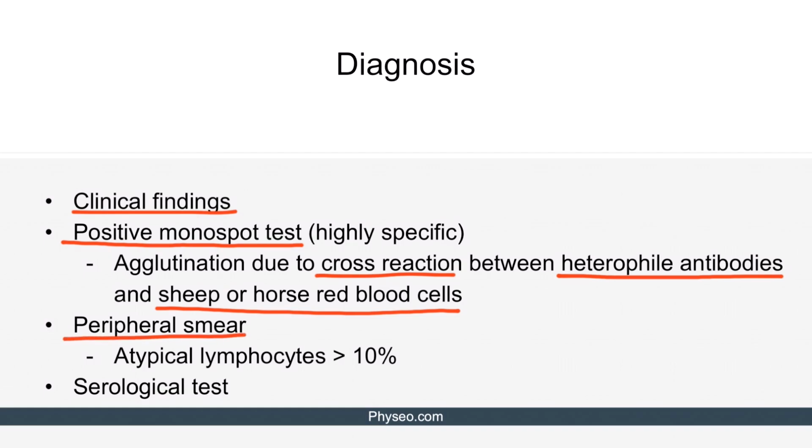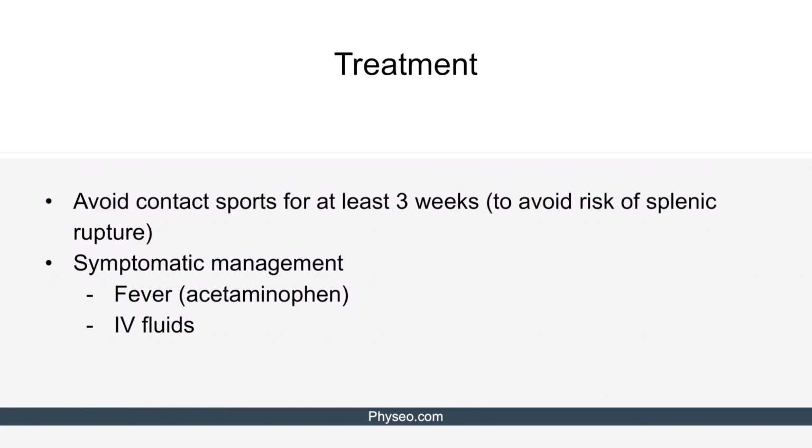A peripheral blood smear will reveal atypical lymphocytes of more than 10% of the total lymphocytes, and a serological test is performed if the monospot test is negative in a person with high suspicion of infectious mononucleosis. The test includes the detection of antibodies against the viral capsid antigen and nuclear antigen of the EBV virus. All right, moving on to treatment. Contact sports must be avoided for at least 3 weeks to avoid the risk of splenic rupture, as this can be life-threatening. Symptomatic management includes acetaminophen for fever and IV fluids.